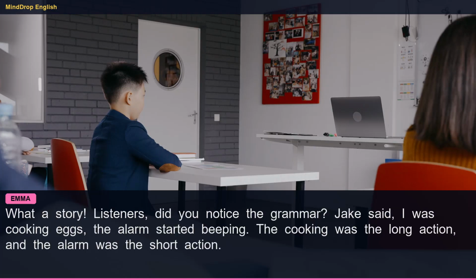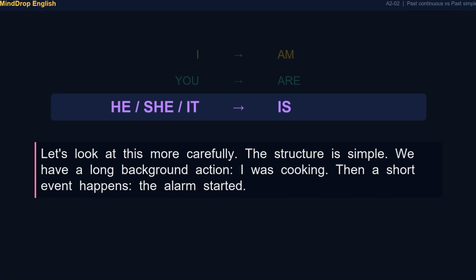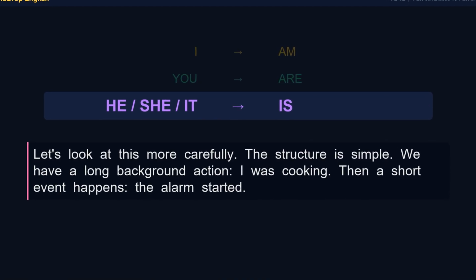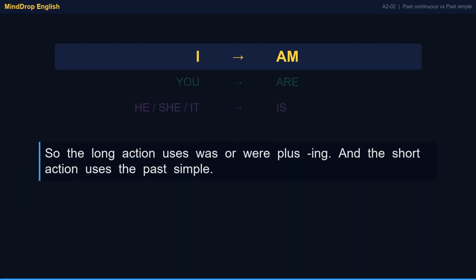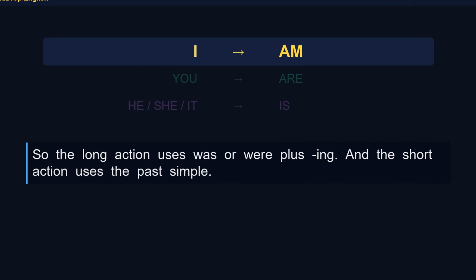What a story. Listeners, did you notice the grammar? Jake said, I was cooking eggs. The alarm started beeping. The cooking was the long action, and the alarm was the short action. Right. The cooking was happening, and then the alarm interrupted it. That's why we use was cooking and started together. Let's look at this more carefully. The structure is simple. We have a long background action. I was cooking. Then a short event happens. The alarm started. So the long action uses was or were plus ing. And the short action uses the past simple.